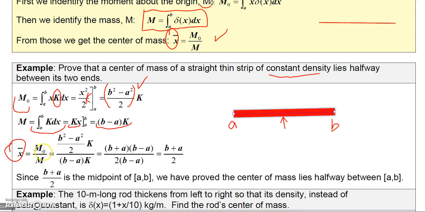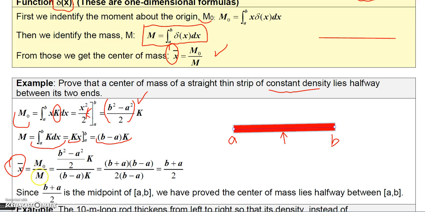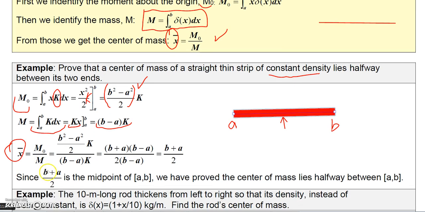Now what we have to do to find the center of mass, x bar, is take what we got for the moment about the origin, M_O, and divide it by the mass, M. So basically, here's what we got for the moment about the origin, and down here's what we got for the mass.